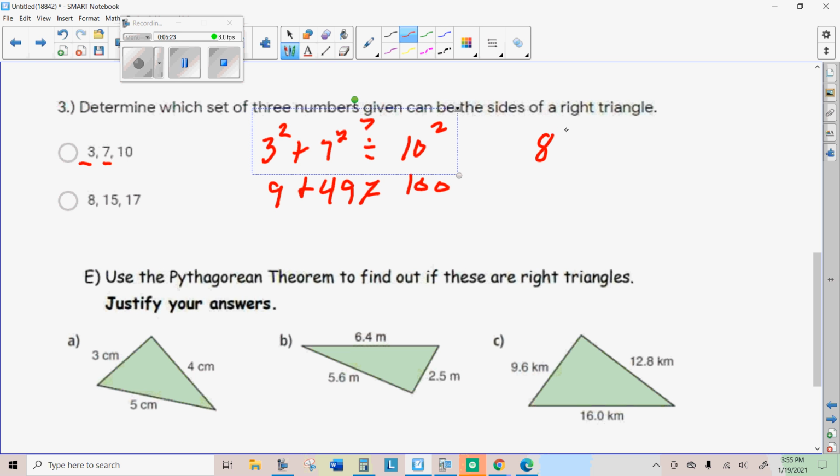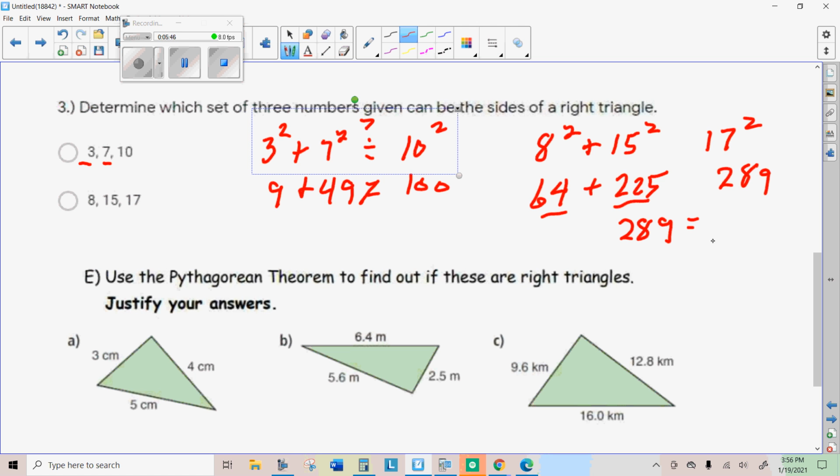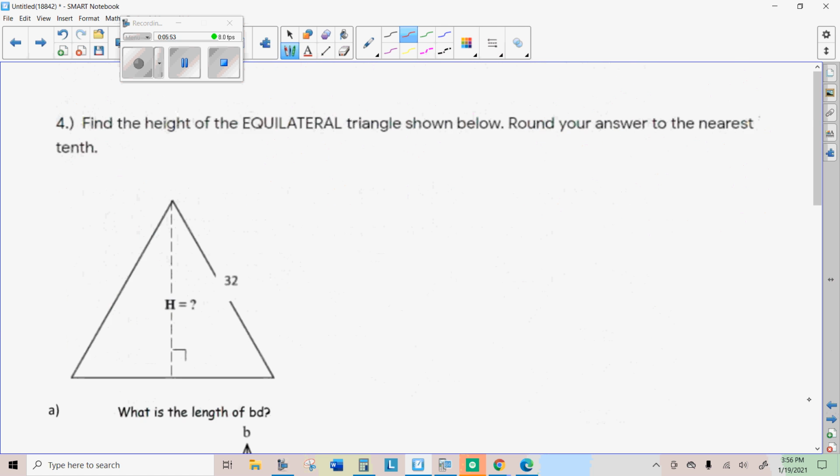Let's just verify that. 8 squared plus 15 squared. And then we need to do 17 squared and see if we get the same thing. 8 squared is 64. 15 squared is 225. 17 squared is 289. When we add 64 and 225, we also get 289. So they are equal. So it's this one. All right, let's do one more problem together and then you can finish up your worksheet.